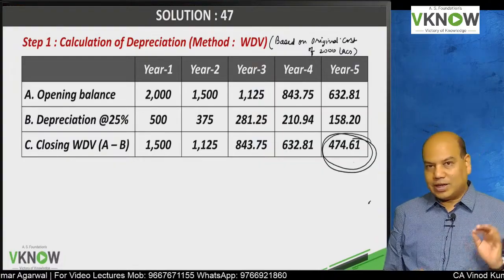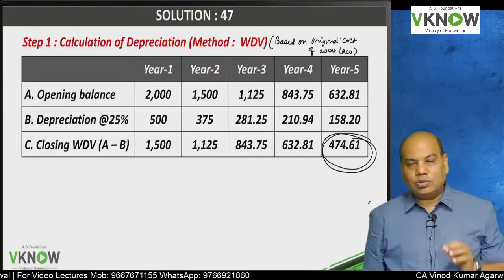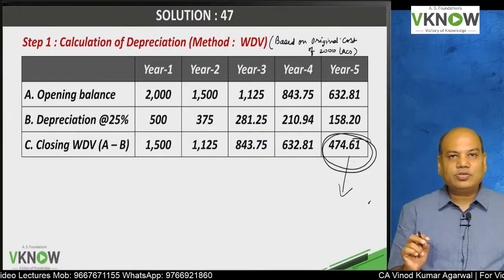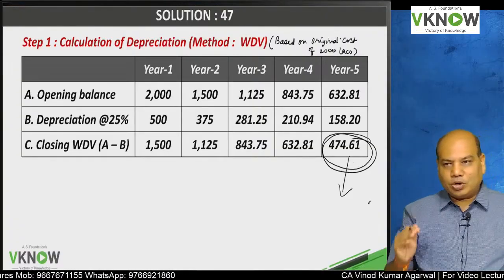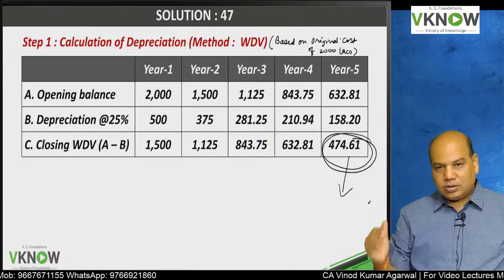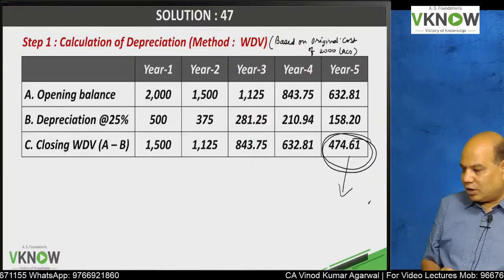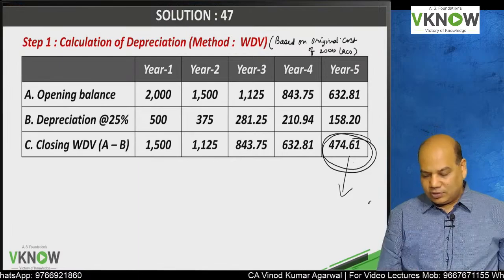So if sale value and book value are the same, no capital gain will arise on sale, because the sale value and the book value after 5 years are equal. Sale value and block of asset value are equal. Capital gain will not arise.